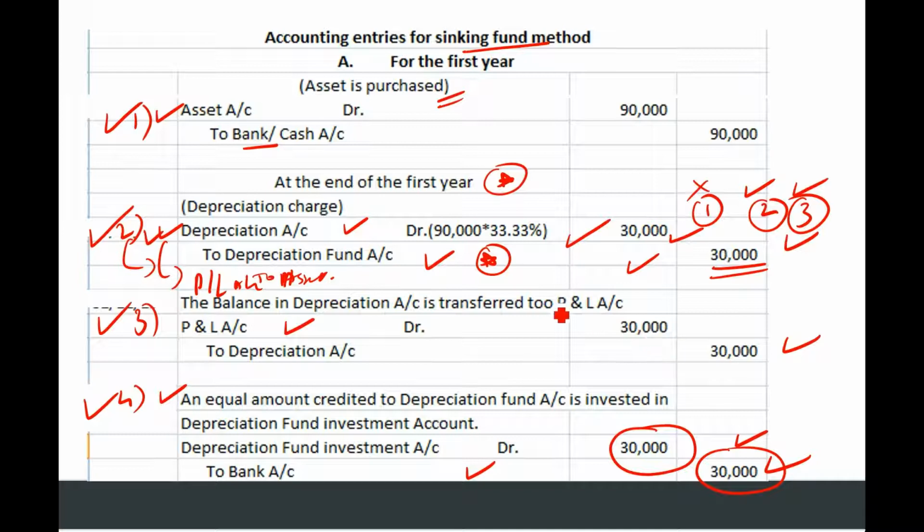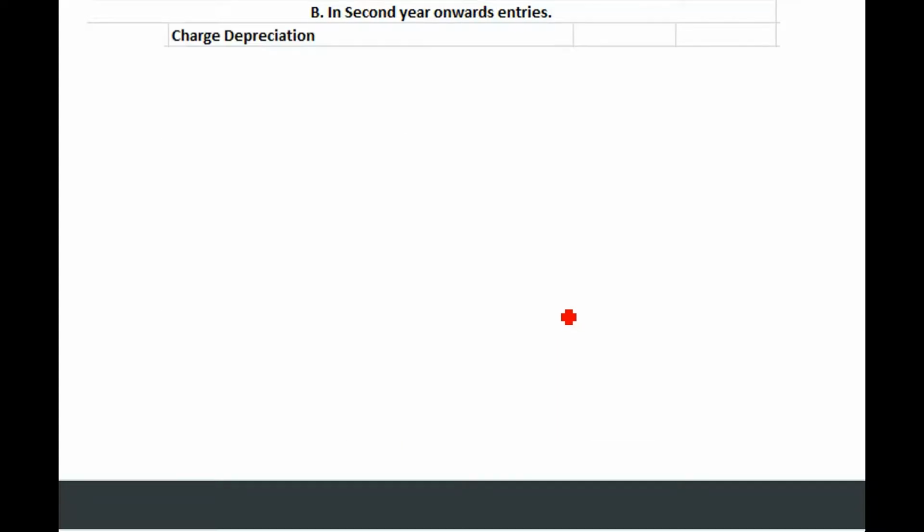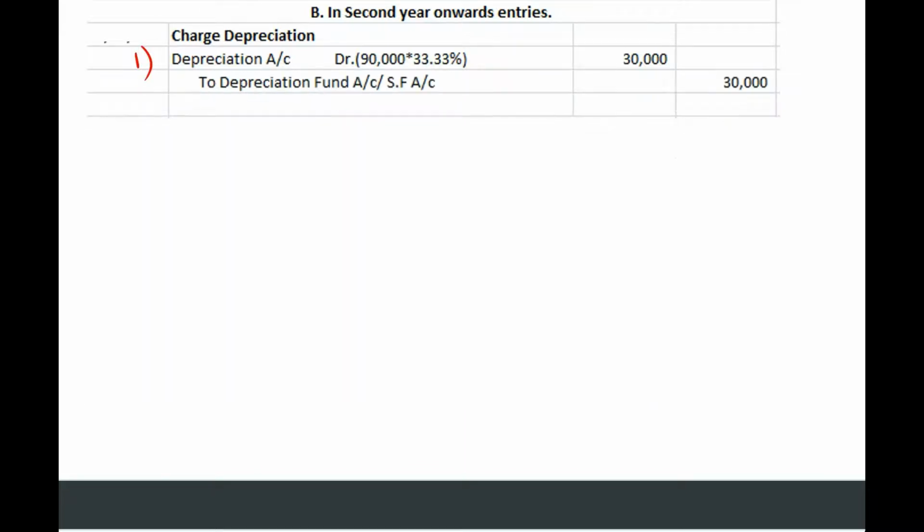Okay, so now we will pass entries for the second year. In the second year onwards, the first entry will be to charge depreciation. Here purchase of machinery or the asset will not come because it is already passed in the first year. First year we have purchased the machinery. So the first entry for the second year will be to charge depreciation. The entry will be depreciation account debit 30,000 to depreciation fund account, or you can say sinking fund account 30,000.